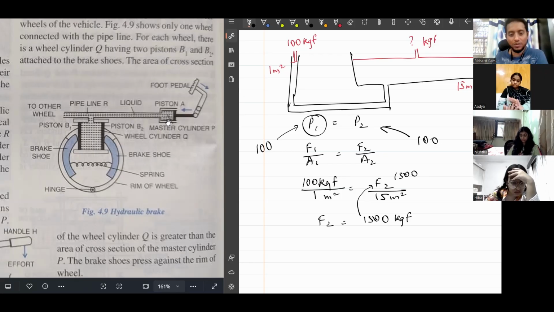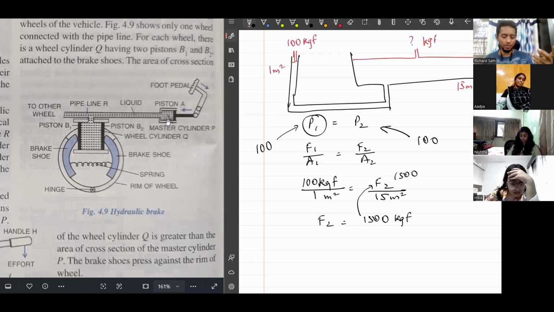Just imagine this machine was not there. If a hydraulic machine was not there, and a person is driving a truck or a train, can the force of a person stop a bus or a train? There's no chance, right? So you need something like this which multiplies the force so that you can stop these huge and big vehicles.